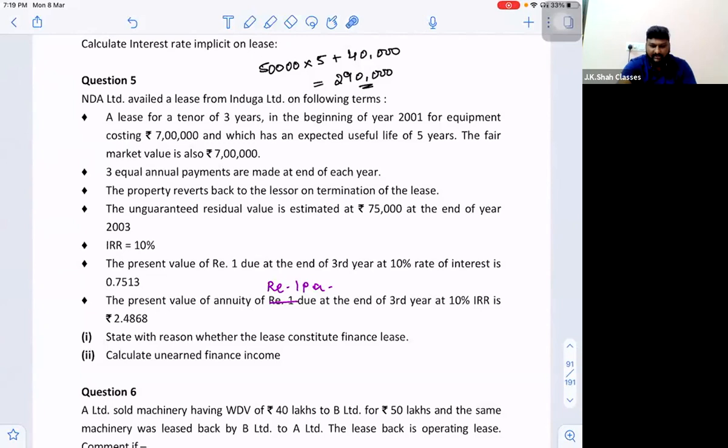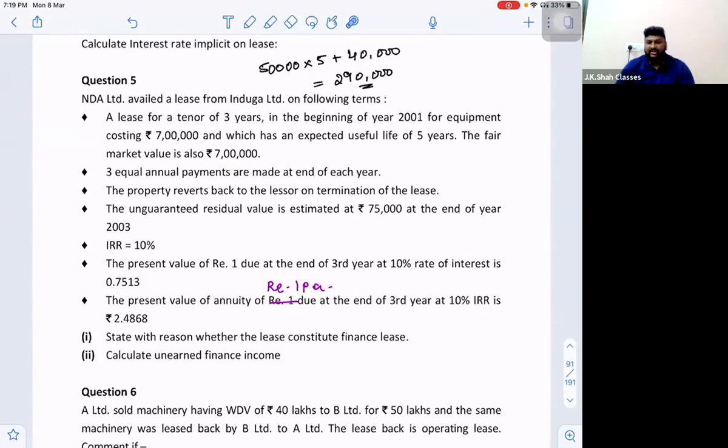Yes, somebody is answering me. Bharat has answered: at IRR, the fair value of the asset is equal to the present value of gross investment. Yes, that is the point. And that is the kickstart of this question. Sir, I am at IRR. So whenever we are at IRR, the fair value of the asset is always equal to the present value of gross investment.